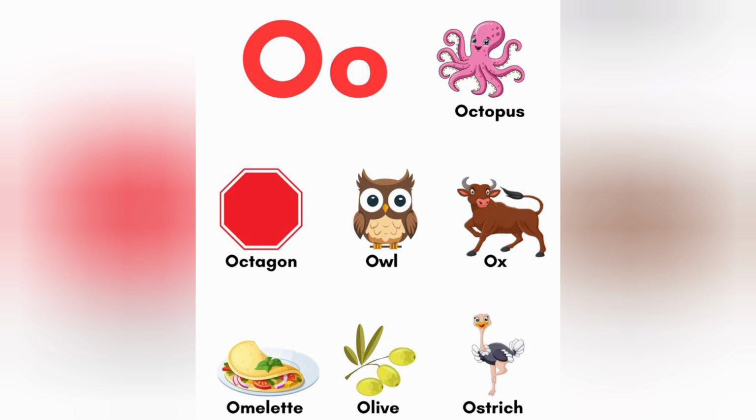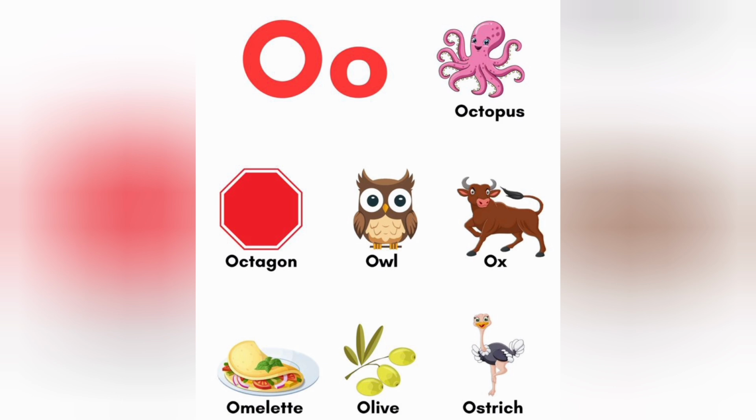O sound O, and O for octopus. O for octagon. O for owl. O for ox. O for omelette. O for olive. O for ostrich.